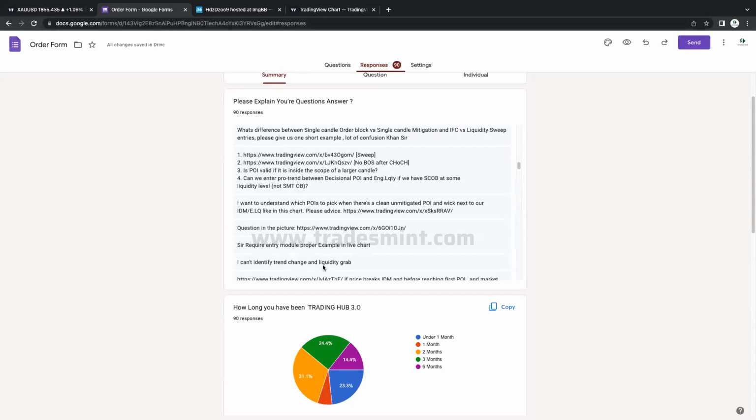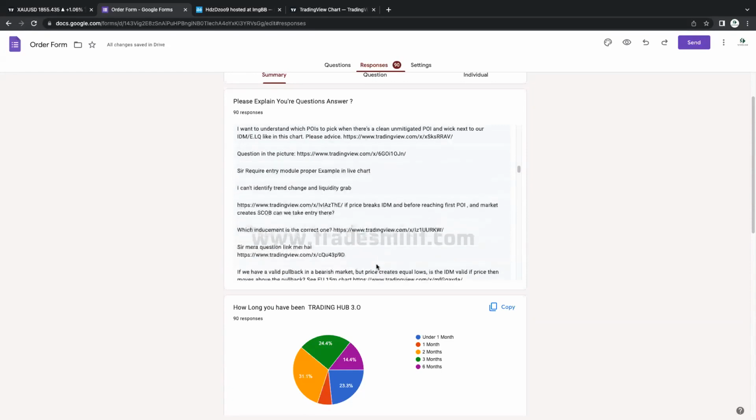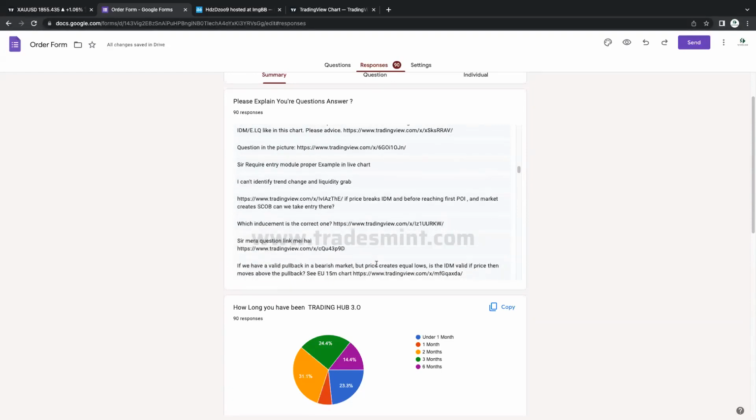I can identify trend change and liquidity graph. Trend change means structure broken and close above it, then structure change, right? If the structure is following continued lower lows or higher highs, then the structure is bullish.